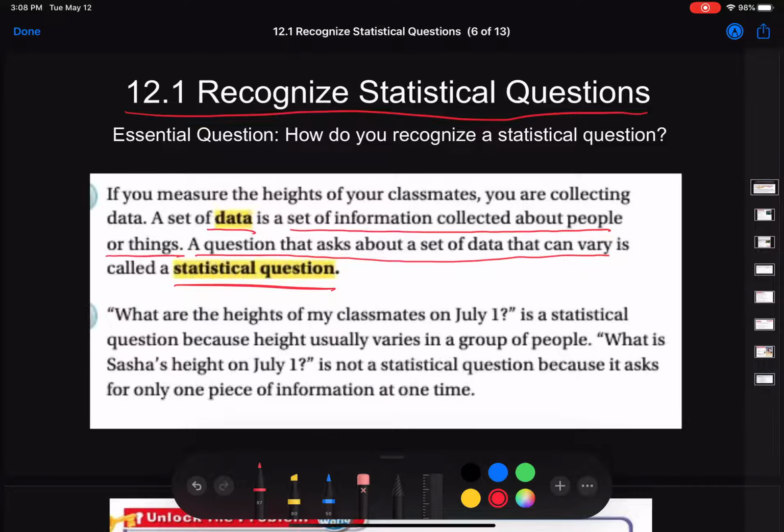Now, here's some examples. What are the heights of my classmates on July 1st? This is a statistical question because you are asking about a group and not everybody's going to be the same height. So the heights are going to vary. It's really important, that word right there, varies in a group of people. What is Sasha's height on July 1st? Is not a statistical question because you are only asking about one person. There's no big group of varying heights. It's just one person. So it makes it not a statistical question.